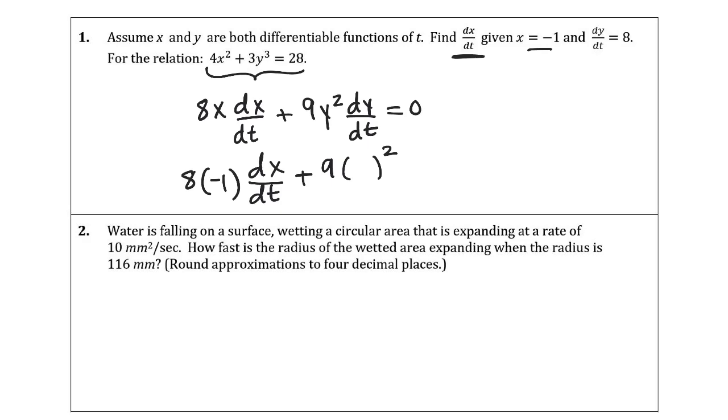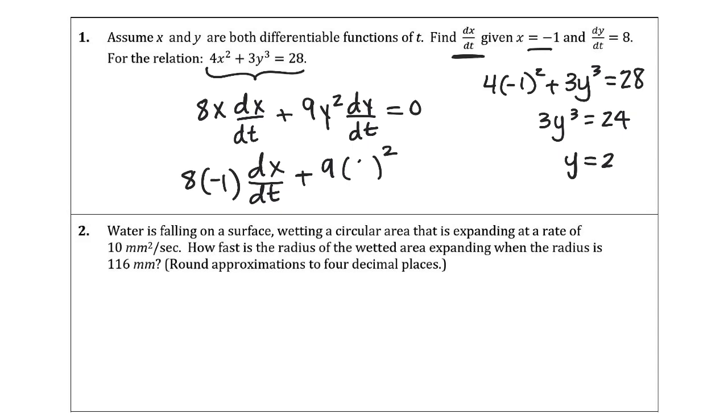So over to the side, we're going to have 4 times negative 1 squared plus 3y cubed equals 28. So we're going to have 3y cubed equals 24, and so it looks like y is going to be 2. We're also given dy/dt is going to be 8, and all that equals 0. Now, you don't really have to multiply all of this out. You can just go through and subtract over this quantity and do some nice canceling here.